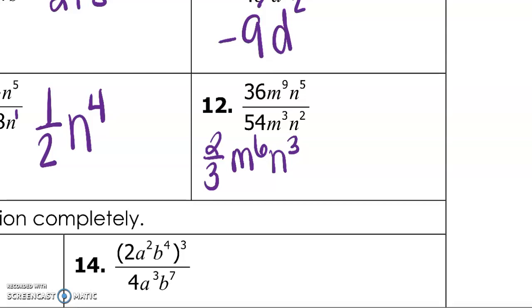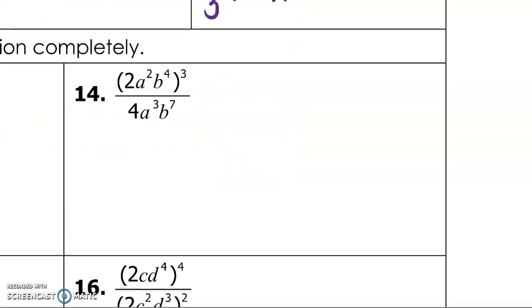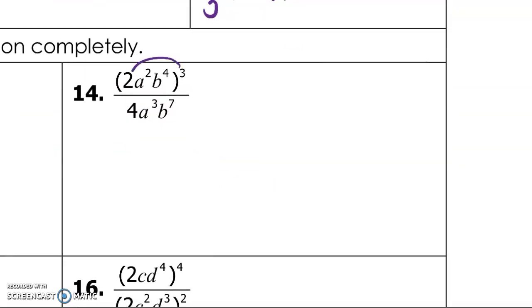These next problems will have all of the things that we've learned put together. So you have addition and subtraction, multiplication, division that we just went through, and then terms to an exponent. So if we look at 14, the first thing we need to do is do all of this to the 3rd power. So remember, that means we do 2 to the 3rd, which is 8, and then we multiply our exponents. A to the 6th, b to the 12th. And then I'm just going to rewrite the denominator right below it.